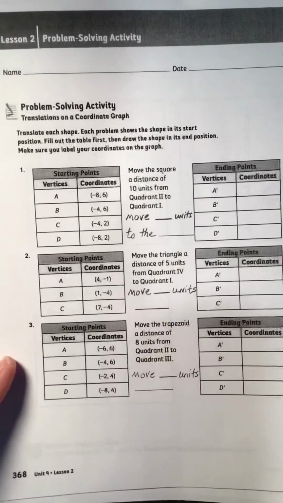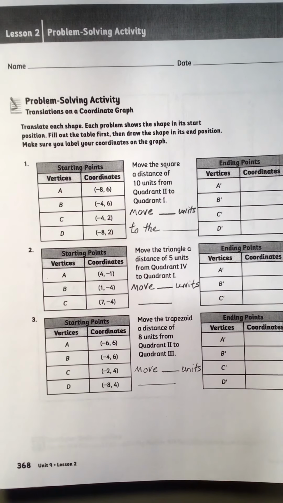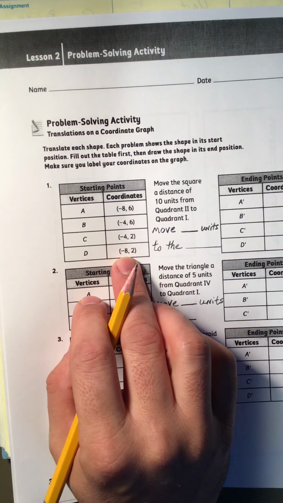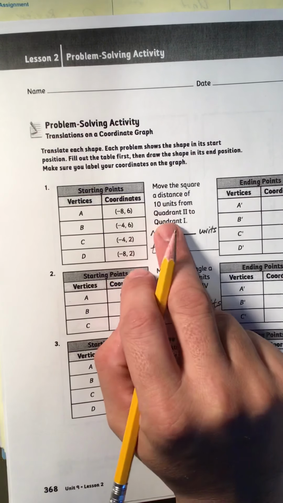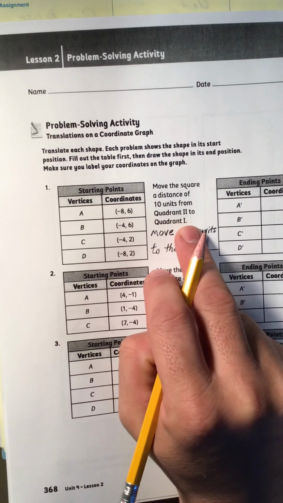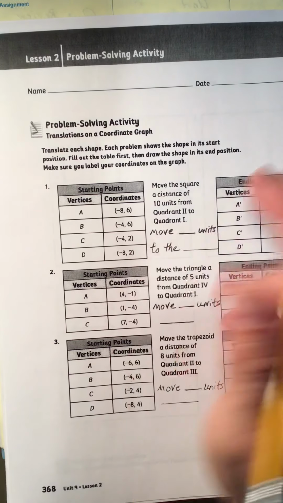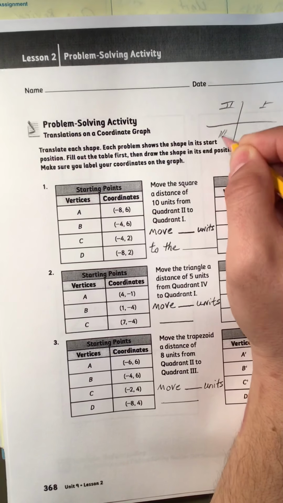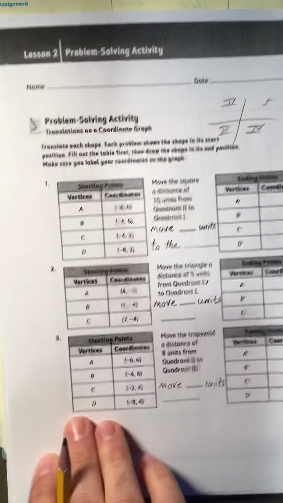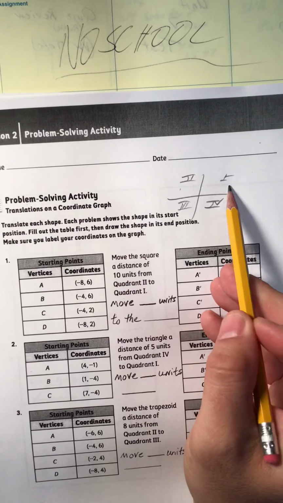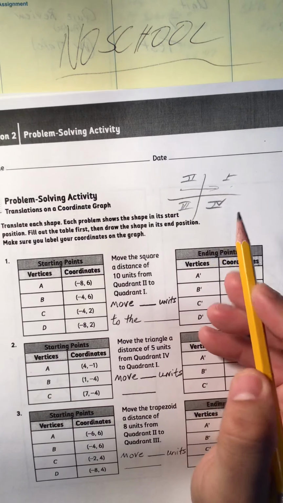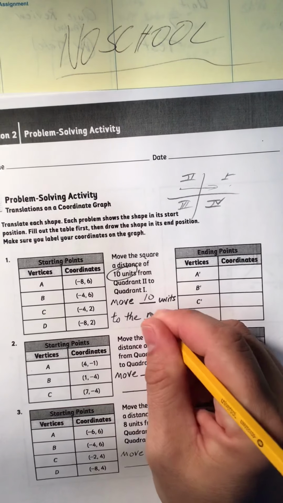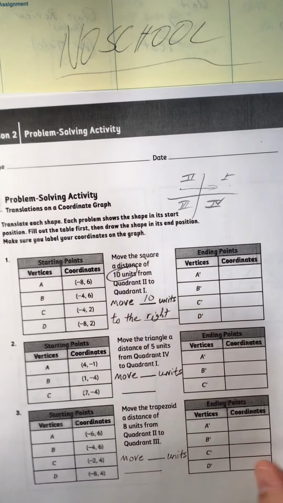Kind of the next 2 pages go together. It says translate. So I'm going to move these points on my grid that we talked about recently. I'm going to move it 10 units from quadrant 2 to quadrant 1. So remember, quadrant 1, 2, 3, 4. So if I'm going from 2 to 1, which direction is that? That is right. So I'm going to move 10 units, because it told me 10 units, to the right.